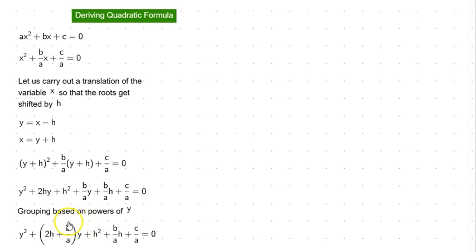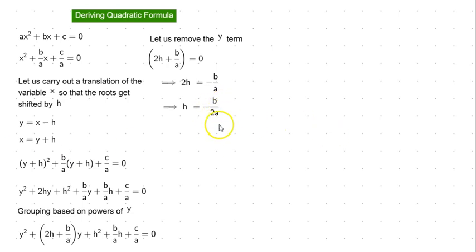Now what do we want to do? We want to depress this equation by removing the y term. To that, we equate the coefficient of y to 0 and solve for h. So 2h = −b/a, and that means h = −b/2a.